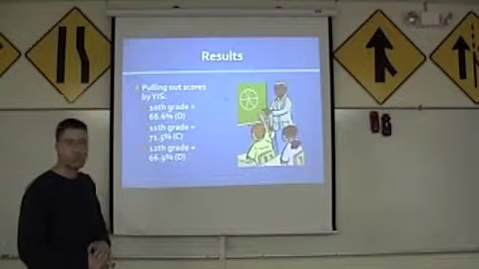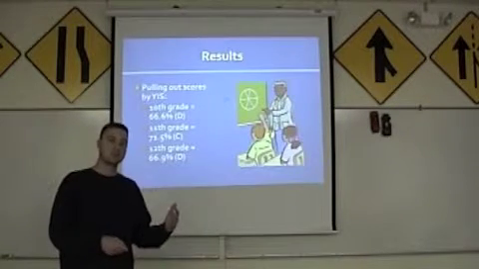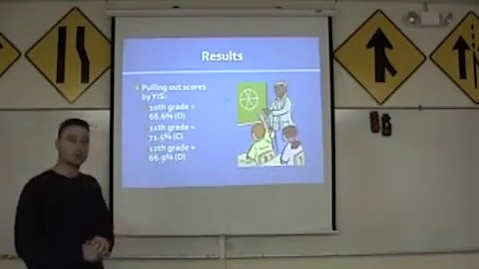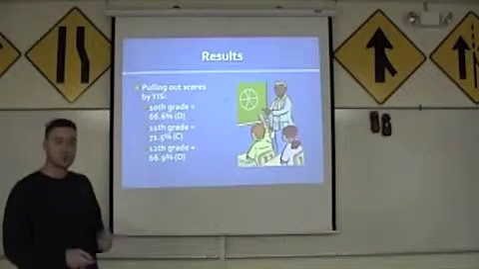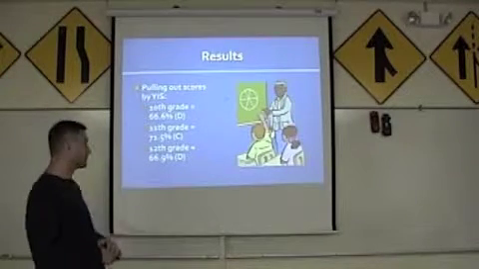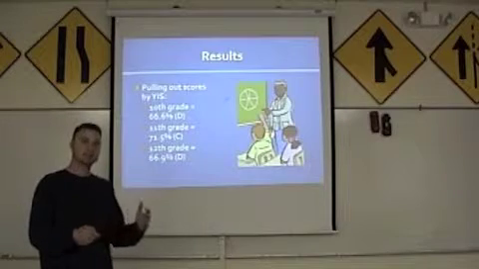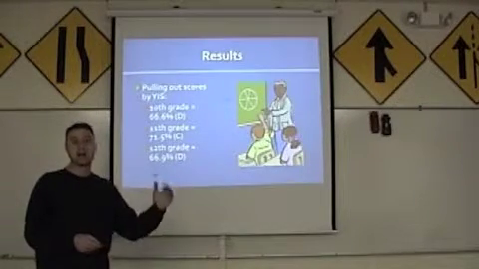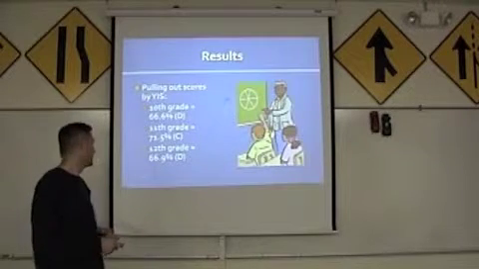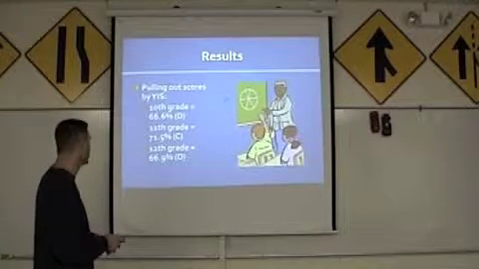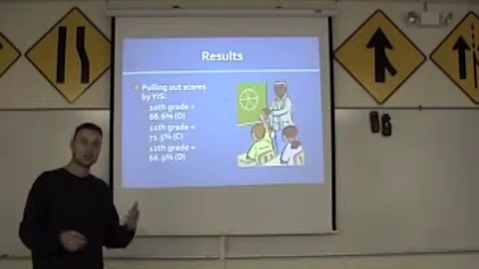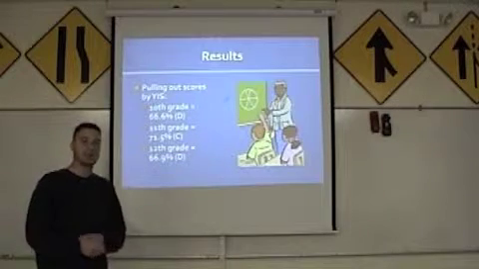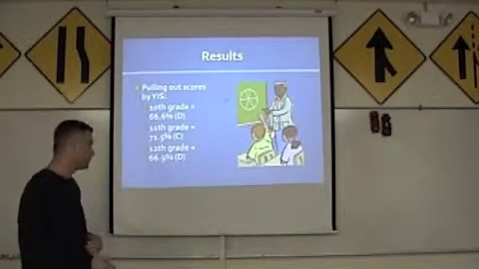And then, pulling out the results by year in school, the 10th graders or the sophomores were at 66.6%. And again, that's a D, not meeting expectations. 11th graders or the juniors were at the highest at 71.5%. And the 12th graders were at a 66.9% average, a D, again not meeting expectations for our senior group.